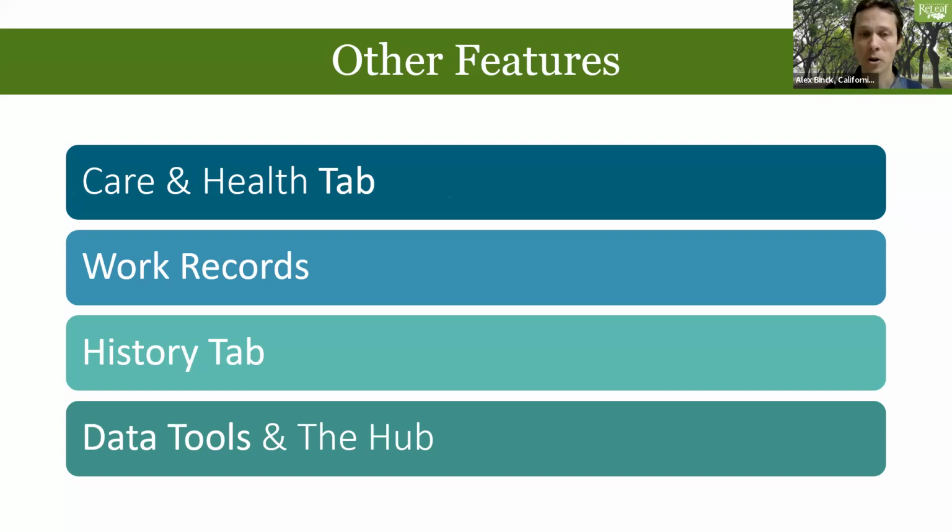So there's also a tab called Care and Health. This is where, when you go back and check on your trees, you can record any information on how they're doing. You can also record if they need certain interventions, like if a tree needs to be watered or weeded or pruned, you can record that here.